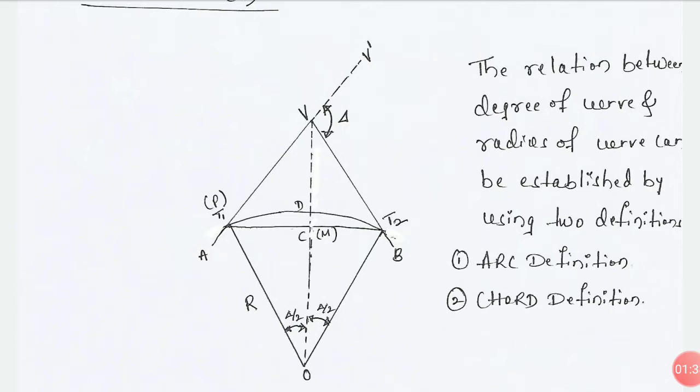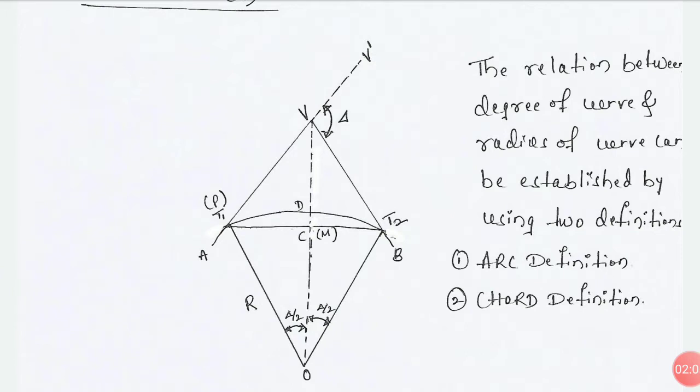As the definitions suggest, in arc definition I will be using the arc of the curve, that is T1 D T2, to establish the relation between radius and degree of the curve. And in the second one, chord definition, I will be using the chord of the curve, that is T1 C T2, to establish the relation between radius and degree of the curve.